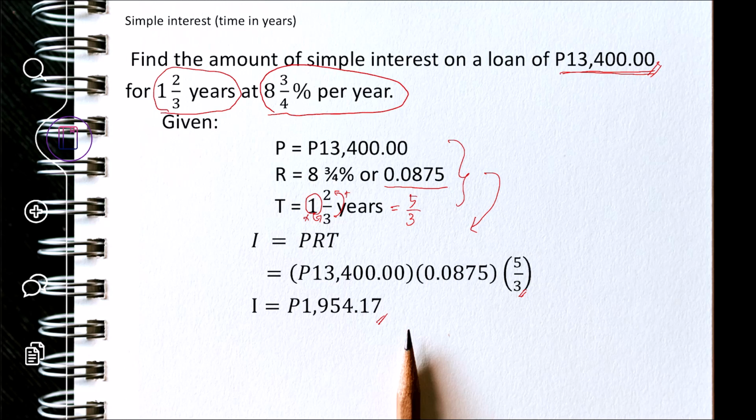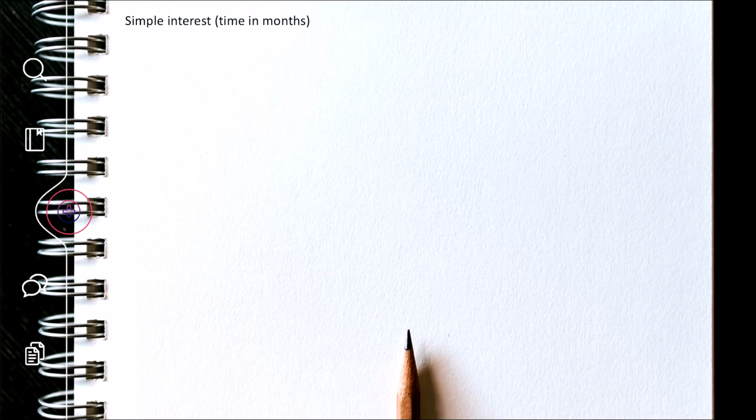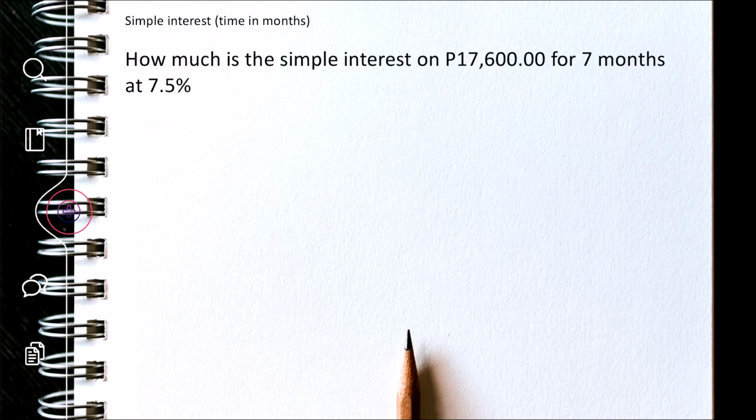1,954.17 pesos. Ayan po. Next natin, simple interest pa din, pero ngayon naman, yung time niya is sa month. Now, ganito po yung gagawin natin dito. How much is the simple interest on 17,600 for 7 months at 7.5%?